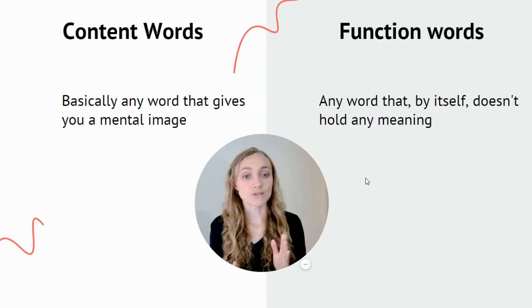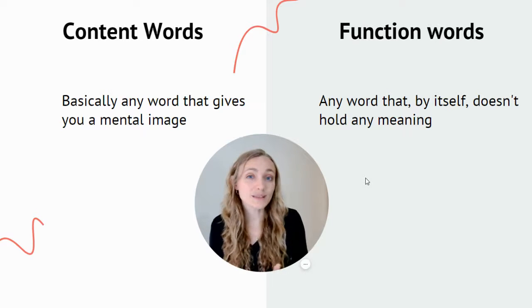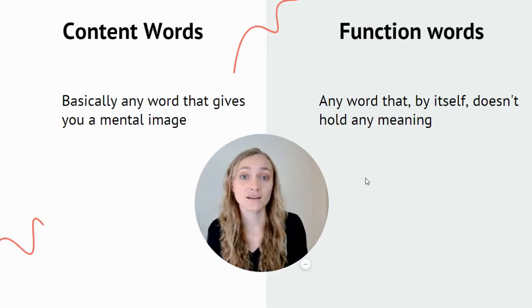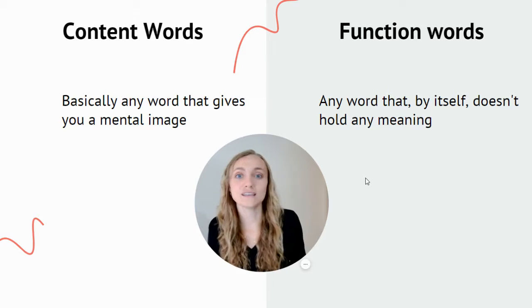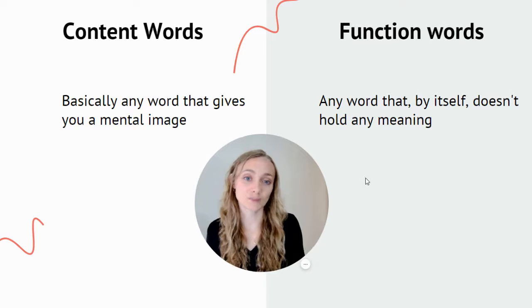Now with function words, they're less important because by themselves, they do not hold any meaning. If I just say the word of, can, he, but I don't have any context, I don't know what they mean. I don't have a picture in my head. Even if I just say he, well, who is he? I don't know who we're talking about, so function words are less important.